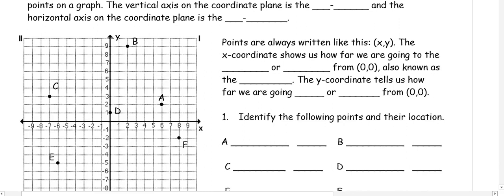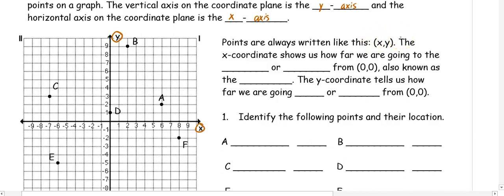So let's go back and look at our coordinate plane. The vertical axis of the coordinate plane is going to be our y-axis, and the horizontal axis is going to be the x-axis. So see, by the vertical we have y here, and by the horizontal we have x. Points are always written in the form x comma y.